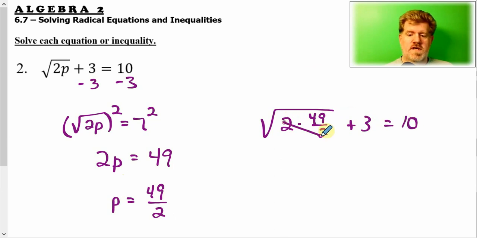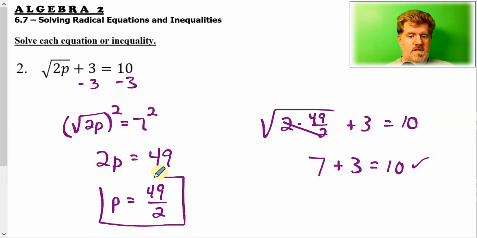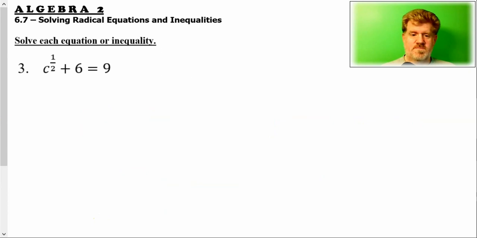So if I multiply this out, those cancel. It's 49. The square root of 49 we know is 7. And we've known for a while that 7 plus 3 is 10. That is our answer, and it works. Okay? These equations aren't so bad.